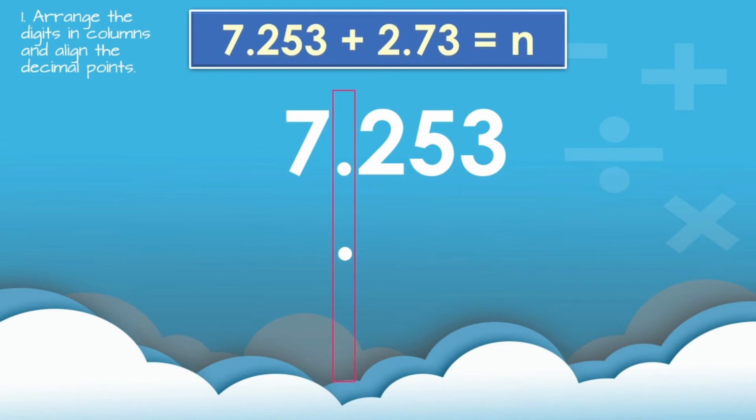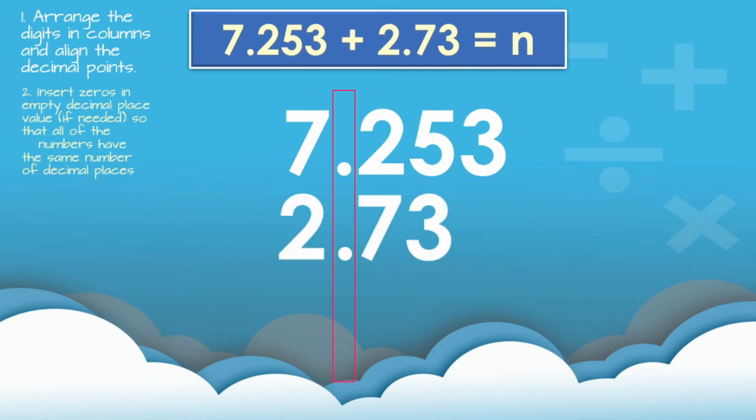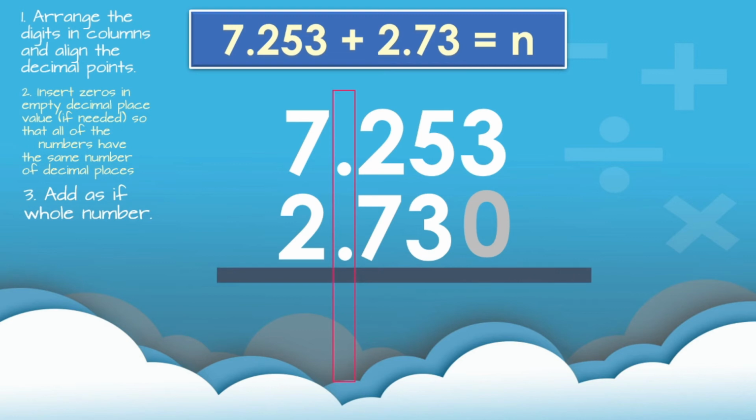Sa right ng decimal number is 7 and 3, so we're going to put 7 and 3 also. This time we're going to insert the zeros. So since walang katapat si 3, we're going to place or put zeros para to have the same number of decimal places. Then this time we are now ready to add the given addends.